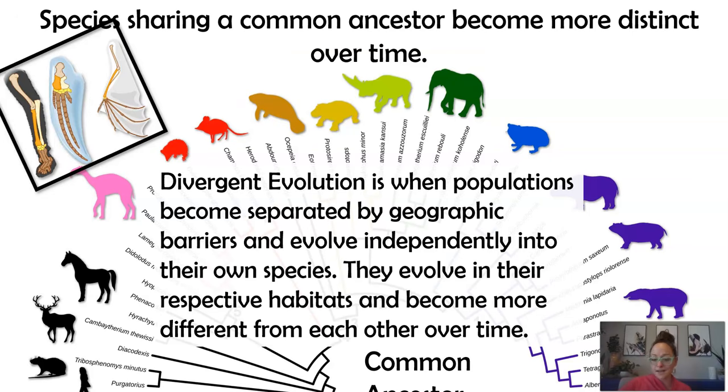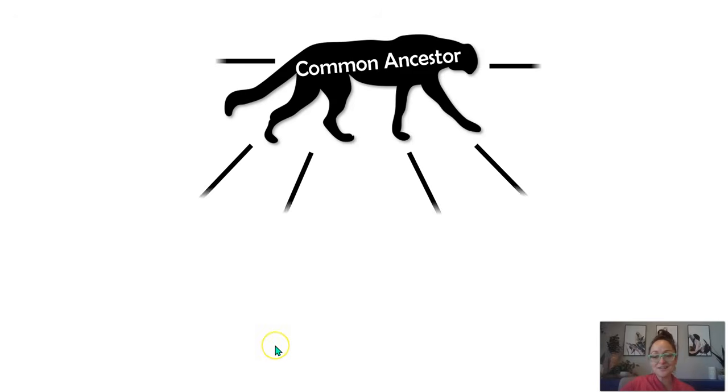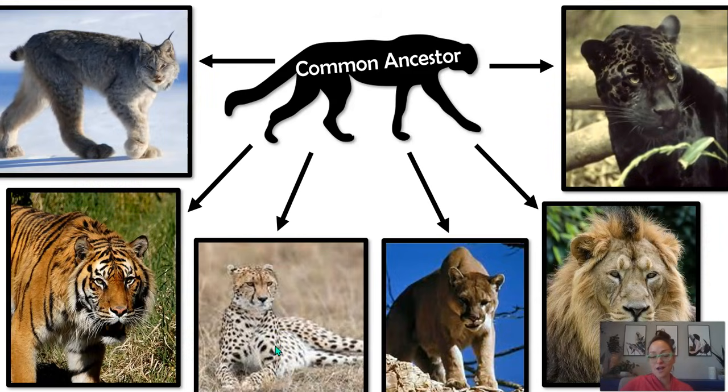So I have two examples of divergent evolution. If we look at a large cat, or a feline ancestor. When we look at large cats across planet Earth today, we have the lynx up in the Arctic. We have tigers in Siberia and India. We have cheetahs and lions in Africa, mountain lions in America, jaguars in South America, right? So we have this divergence of cats, and then we have house cats, but we have this divergence of large cat species. Each have evolved in their respective habitats.